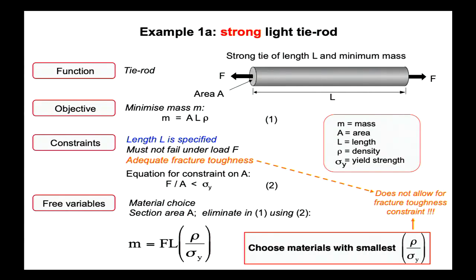And we want to try and minimise mass. We've got a force that's constant, we've got a length that's constant, so we're choosing materials with the smallest, we're looking at less than or equal to type stuff now, inequalities, not specific equations with one answer. Materials with the smallest ratio, density to yield strength.